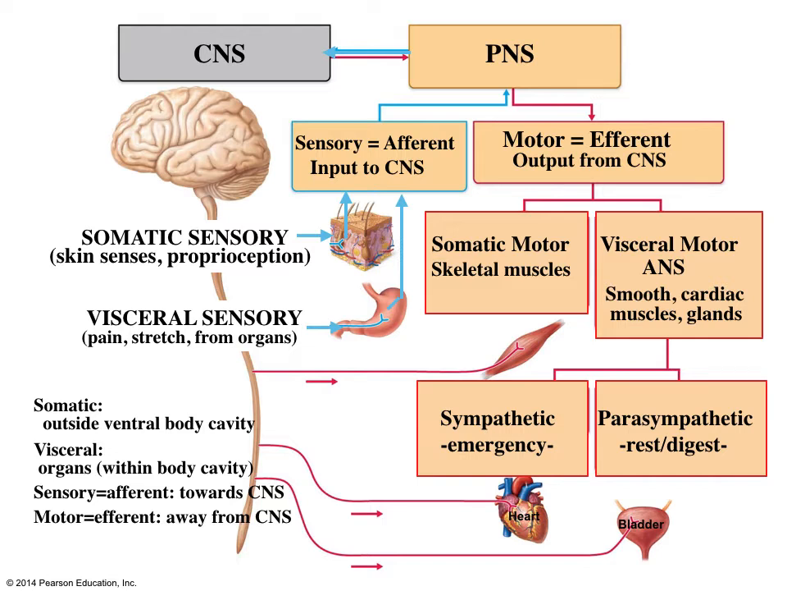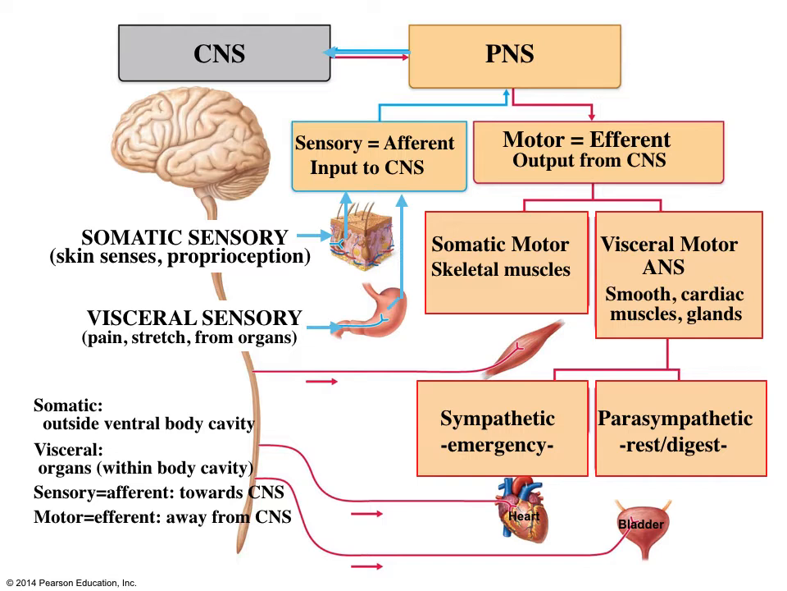Somatic, soma means body. In this context, structures outside of the ventral body cavities, basically skin, senses, and proprioception. Whereas visceral has to do with organs. Remember, viscera equals organs. Those structures would be within the ventral body cavity. Let's take a look at this weird diagram.